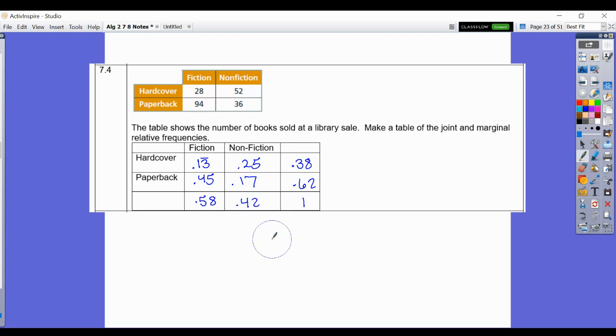All right, so if you didn't catch that, the first thing you might need to do is add all these up so that you can then divide them to get these answers. And that is how you fill in a relative and joint and marginal frequency table.